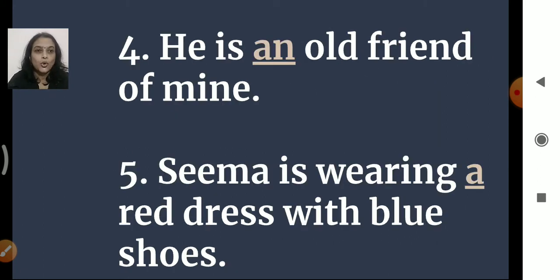He is dash old friend of mine. Again the word old starts with O, right? So it is with a vowel sound. So before a vowel we always use an. So the answer is, he is an old friend of mine. The fifth one: Seema is wearing dash red dress with blue shoes. So your answer is a, right? Why a? Again, we are not talking about any particular one. So a red dress. Seema is wearing a red dress with blue shoes. We are not talking about any particular dress, so a has come.